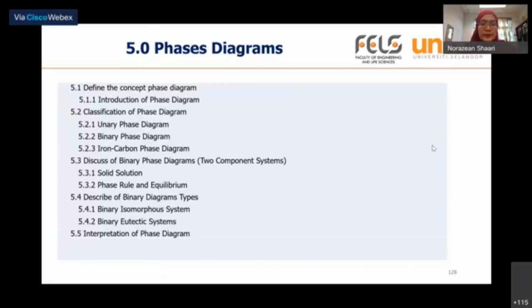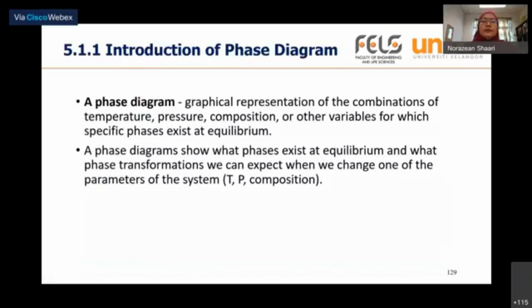Okay, untuk phase diagram, phase diagram is a graphical representation lah, combination of temperature, pressure, composition, or any other variables. So phase diagram shows what phases exist at equilibrium and what phase transformation that we can expect lah. Sometimes bila kita ubah one of the parameters such as the temperature, the pressure or the composition, kita boleh tengok perubahan dalam phase tu sendiri.